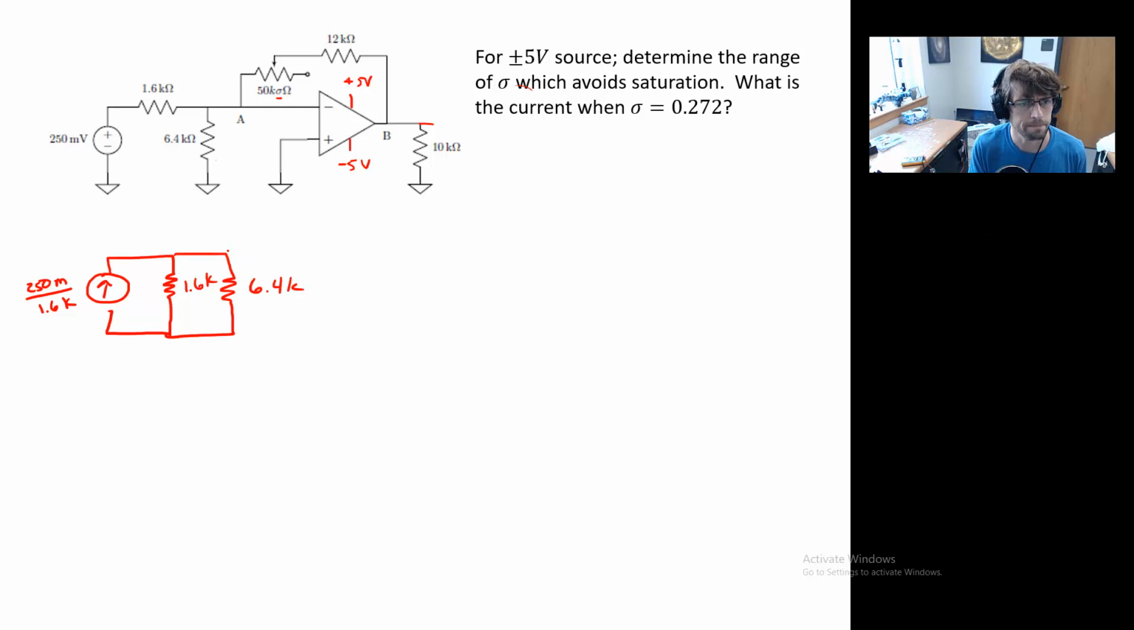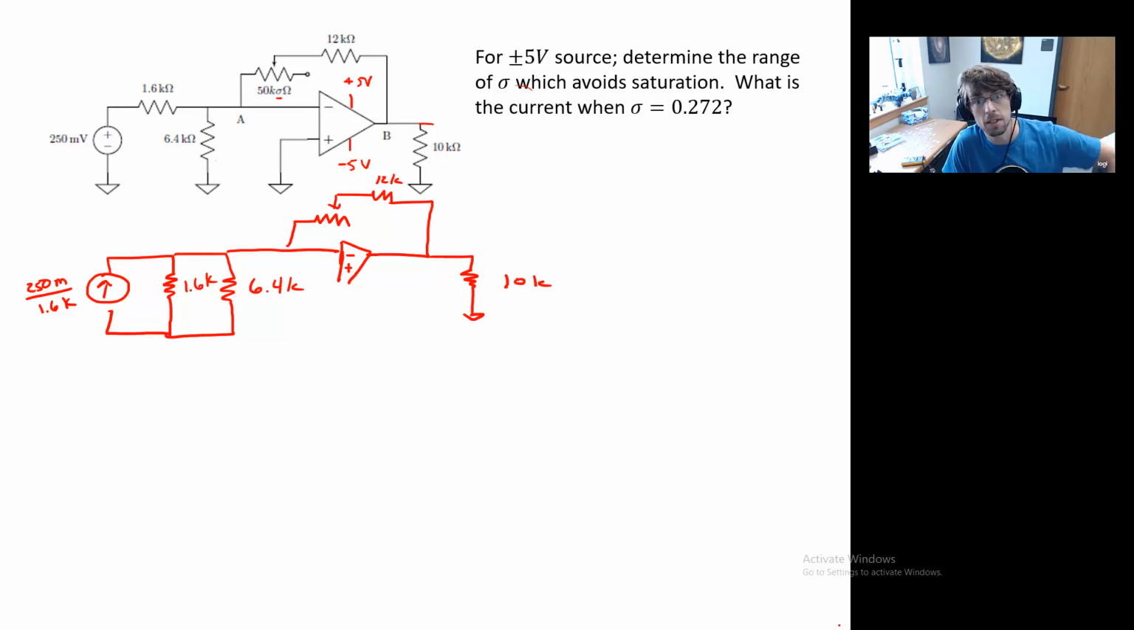And then you have, of course, your op amp. You have your variable resistor. You have your 12 kilo ohm resistor, and then your feedback loop. Take a minute, go ahead, apply some techniques, see if you can come up with the answer. You got it? Good. Well, I'll go ahead.